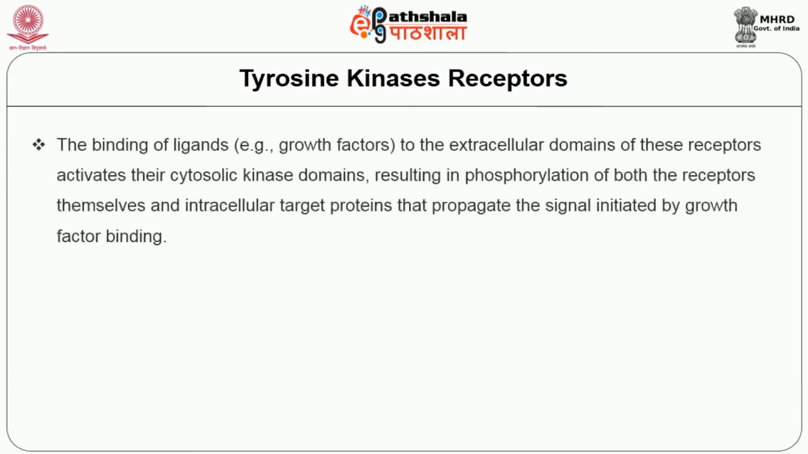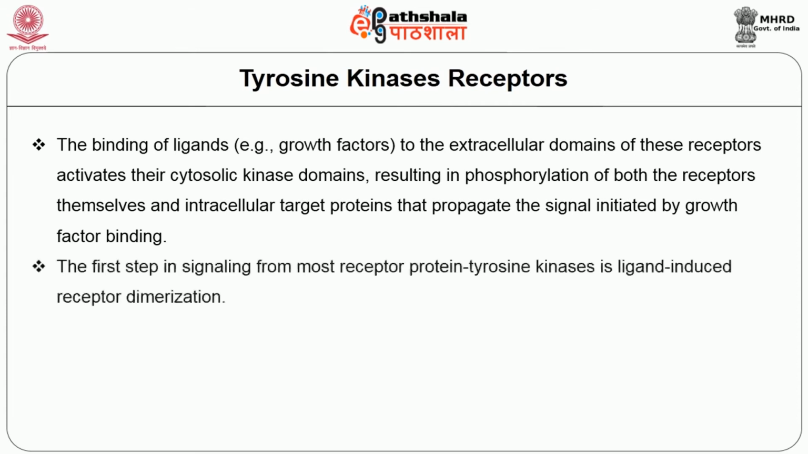The binding of ligands, for example growth factors, to the extracellular domains of these receptors activates the cytosolic kinase domains, resulting in the phosphorylation of both the receptors themselves and the intracellular target proteins that propagate the signal initiated by the growth factor binding. The first step in signaling from most receptor protein tyrosine kinases is ligand-induced receptor dimerization.